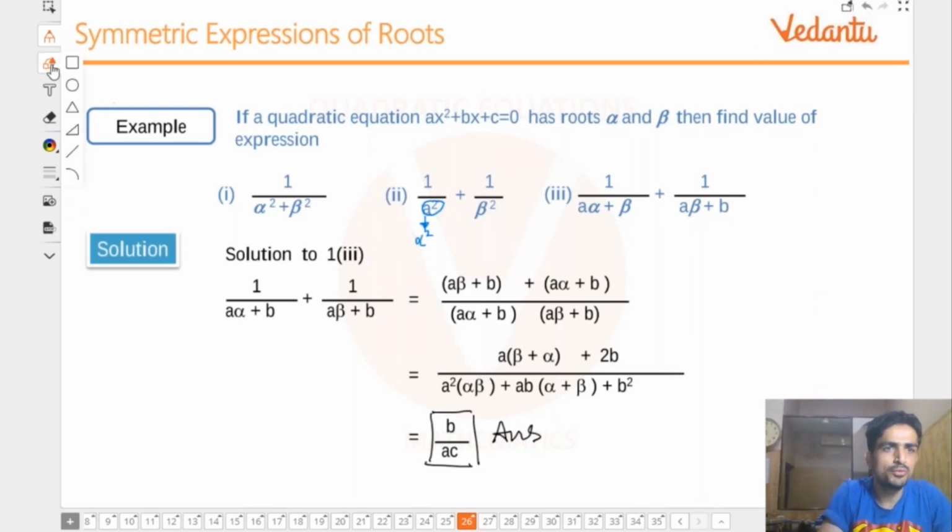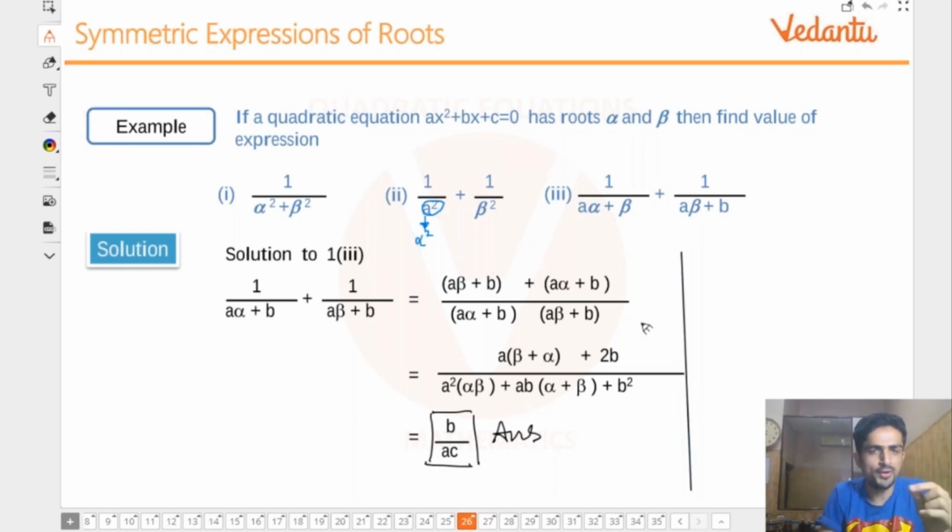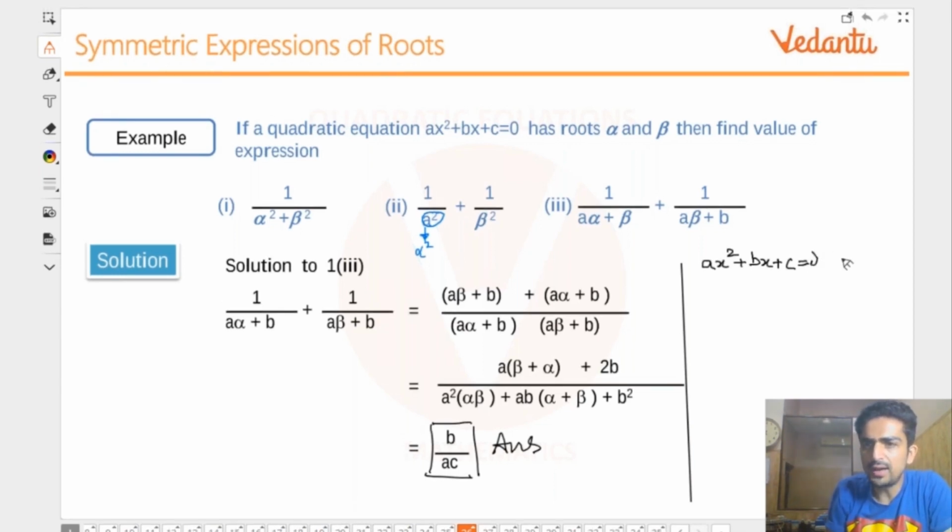Okay, beta, let me give you an alternate solution for this third problem. Through this, I want to emphasize one point. Here it is not that efficient, but at some spots it will be very useful. What I want to convey is, ax square plus bx plus c equal to 0 has roots alpha and beta.